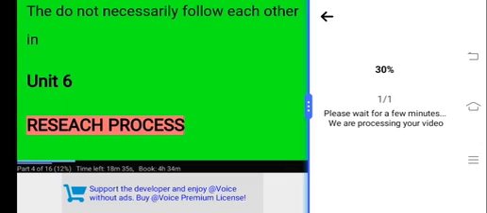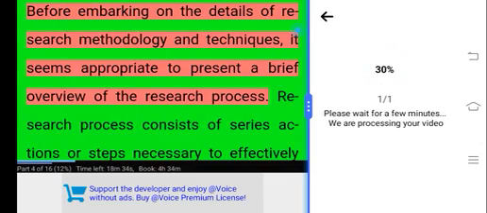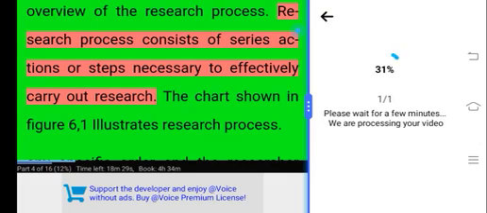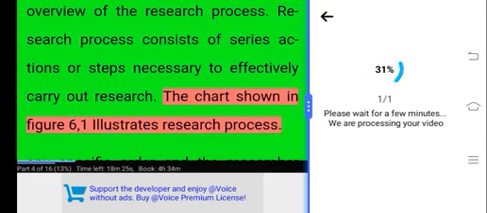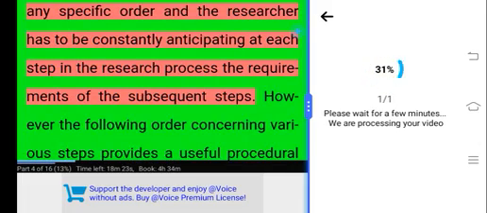Unit 6. Research process. Before embarking on the details of research methodology and techniques, it seems appropriate to present a brief overview of the research process. Research process consists of a series of actions or steps necessary to effectively carry out research. The chart shown in Figure 6.1 illustrates the research process. The researcher has to be constantly anticipating at each step in the research process the requirements of the subsequent steps.